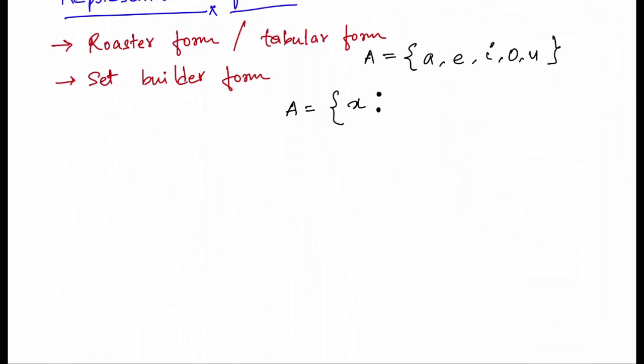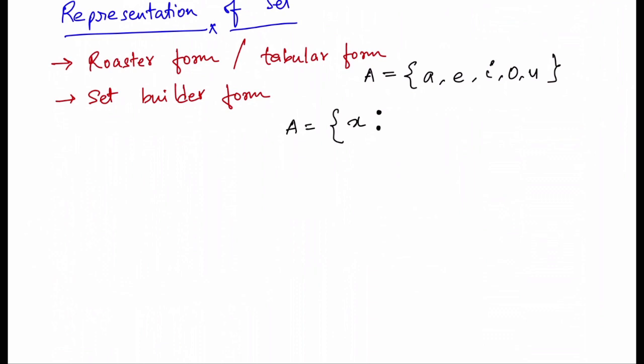Now we have written the set A as usual. This is the set A. The set is not changing. We are just writing it in another form. The core definition of the set has not changed. What we have done here is written the set in another form, which is the set builder form.